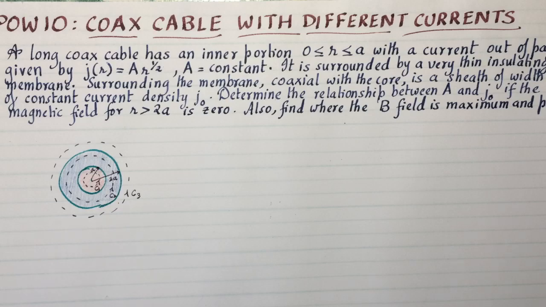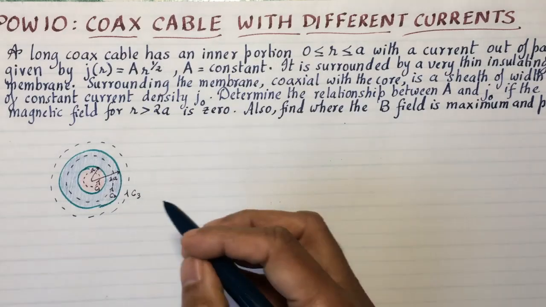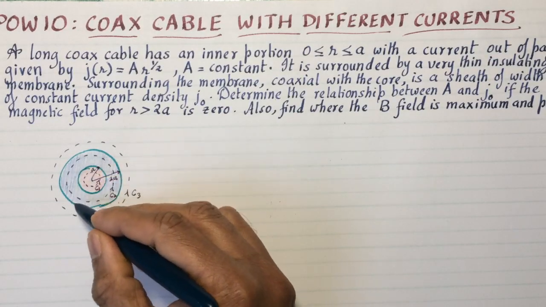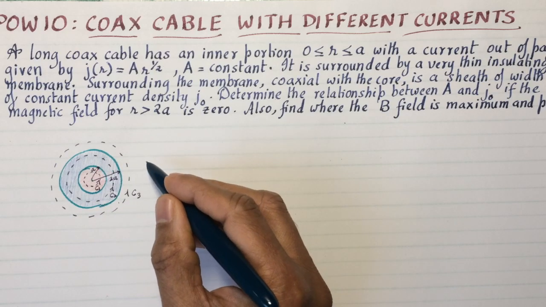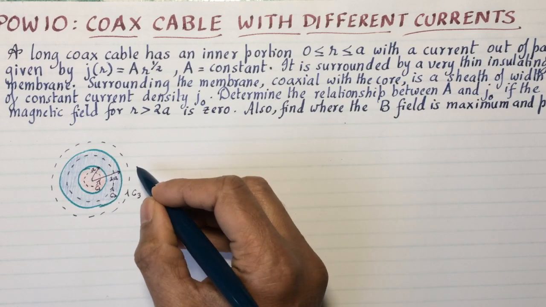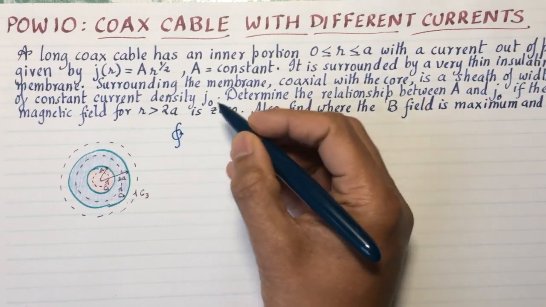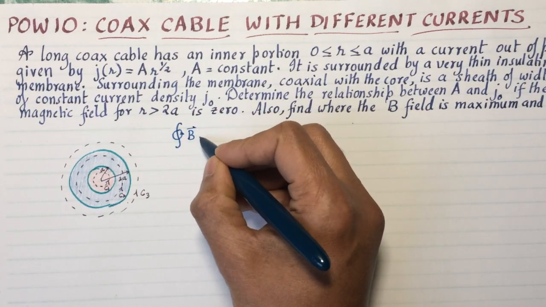So, typical Ampere's law problem. First of all, if this is coming out of the page, then this current must be going into the page, otherwise you cannot have a net enclosed current equal to 0, which is required for the magnetic field to be 0. So let's quickly run over Ampere's law for this type of symmetry.